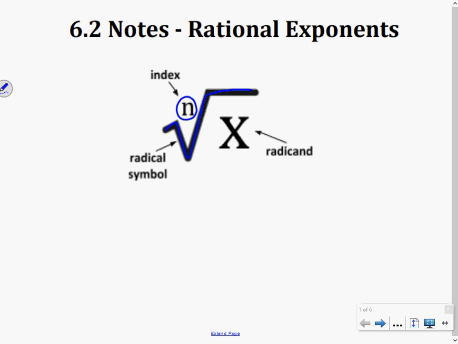So we have a square root if our index is 2, but if it's an index of 3, it would be a cube root. If the index is 4, it would be a fourth root, and so on. And then the word for the thing that goes underneath the radical, what's actually inside, is what we call the radicand. So just some key vocabulary. This is going to be helpful for some of those words that you see throughout these notes.